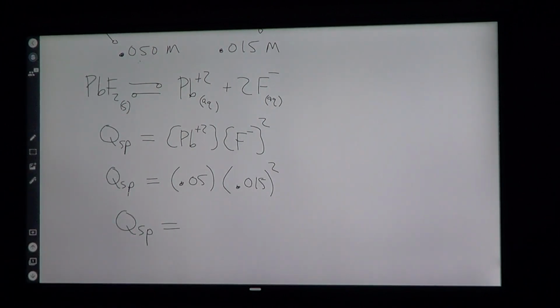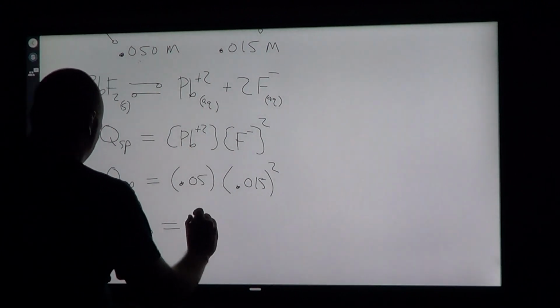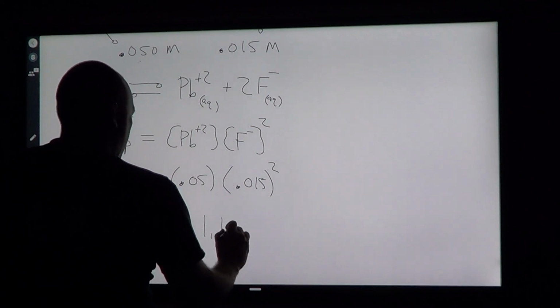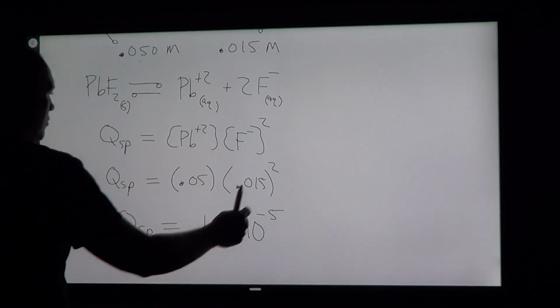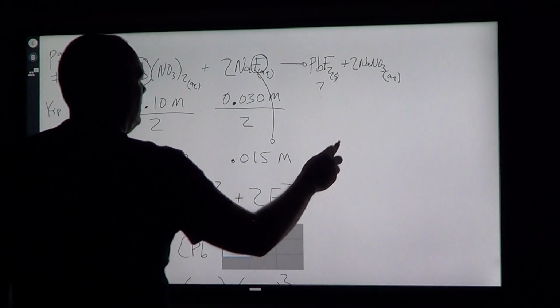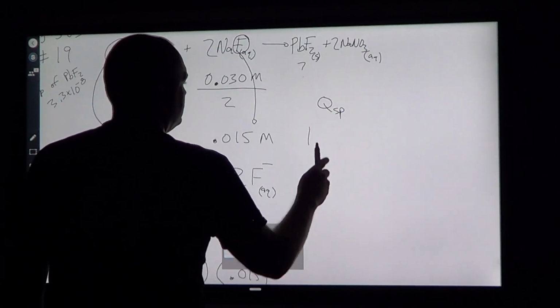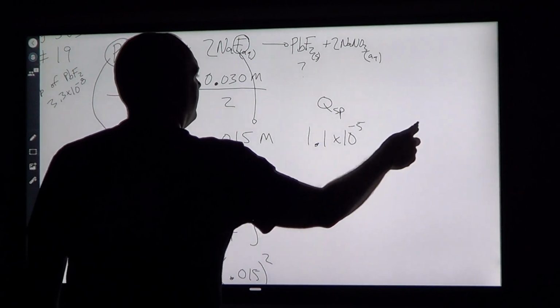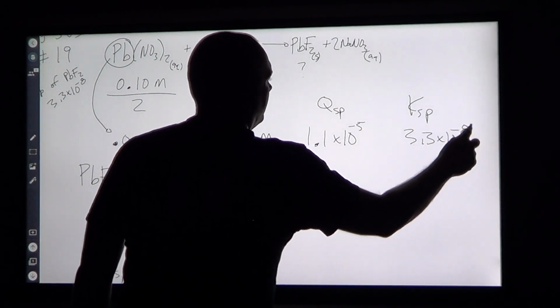So if you grab your calculator, you do 0.015 squared and then you multiply it by 0.05. And we get 1.1 times 10 to the minus 5. Now this is important because we're going to bring this number up here. Our QSP is 1.1 times 10 to the minus 5, and our KSP from the chart was 3.3 times 10 to the negative 8.